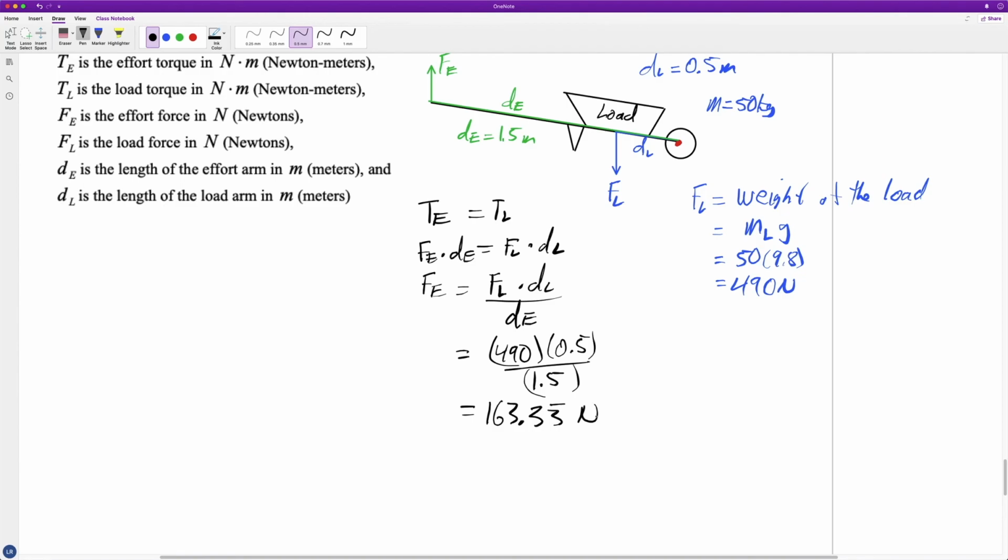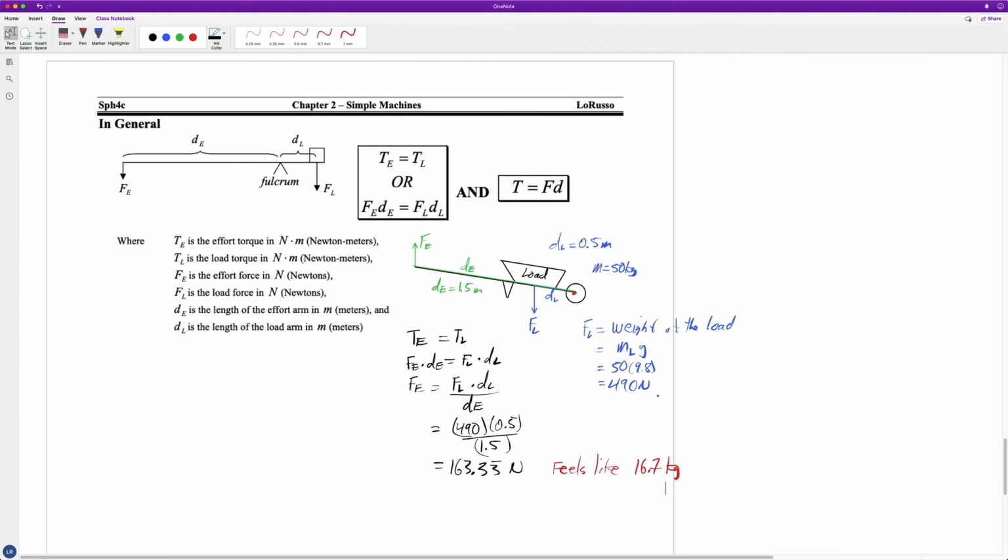163.33 repeated newtons. What does that feel like? That feels like 16.7 kilograms. So by doing it this way, we actually reduce our physical effort by a third. It's 3 times easier to lift it using the wheelbarrow than it is to lift it straight up. And this will bring us to our next note called mechanical advantage.